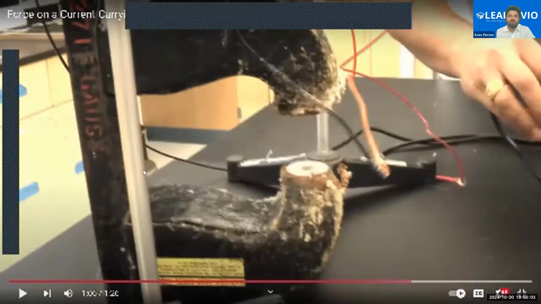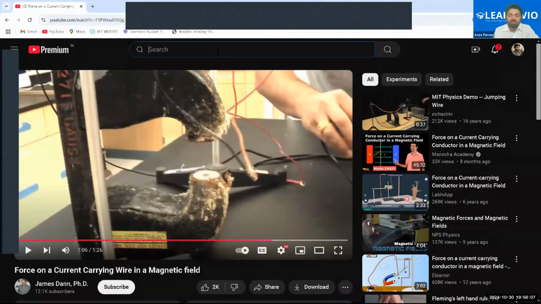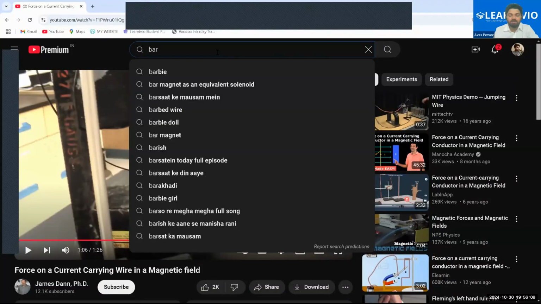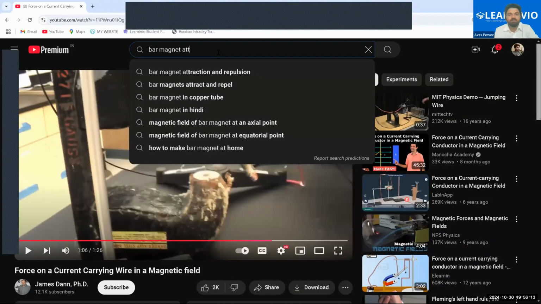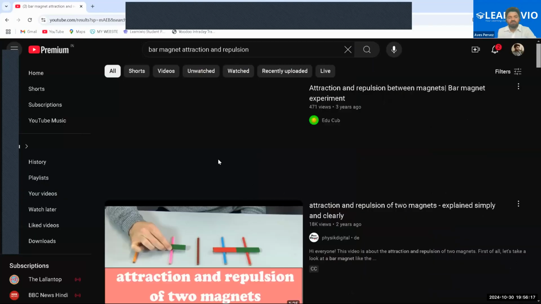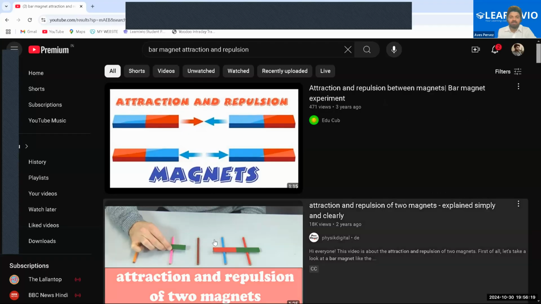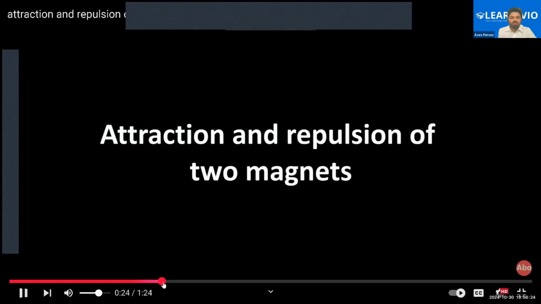Like I'm going to show you here, bar magnets attracting each other, attraction and repulsion. You can check that when we bring two bar magnets together, they will either attract each other or repel each other.